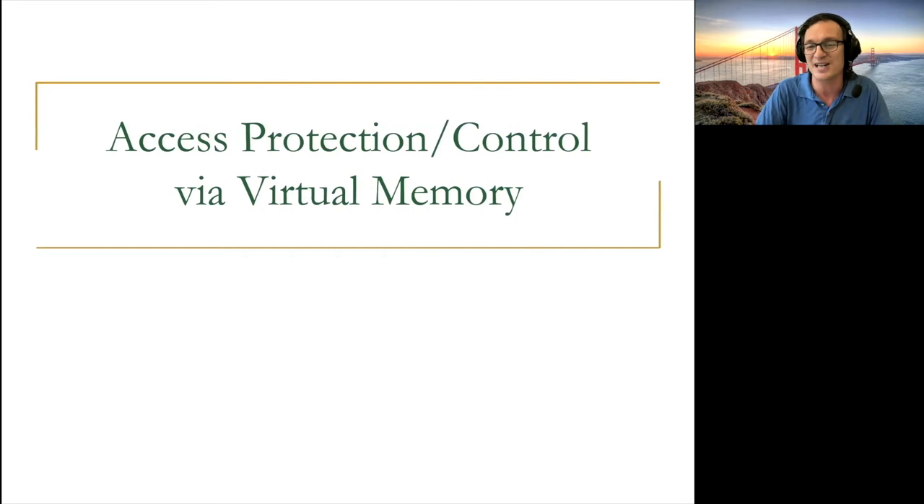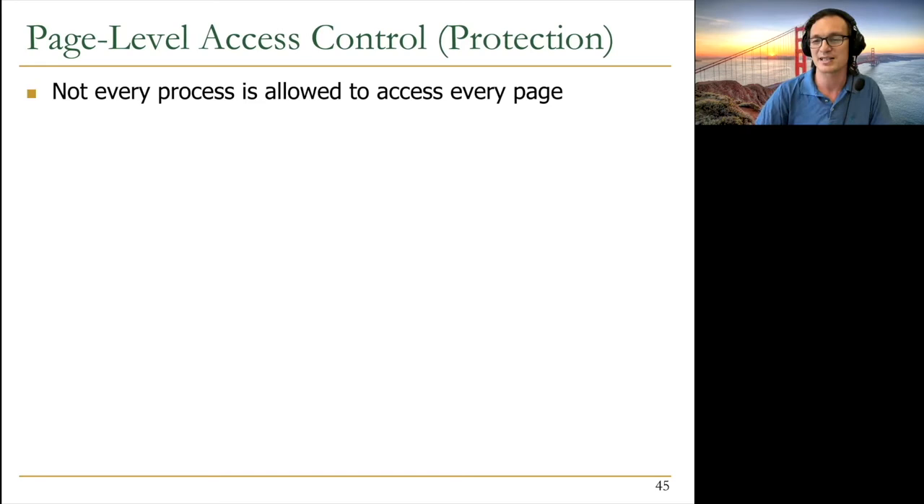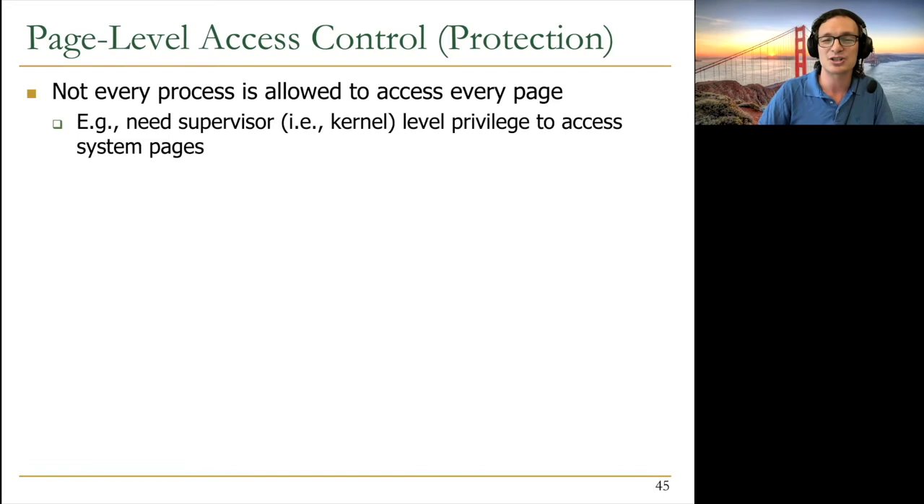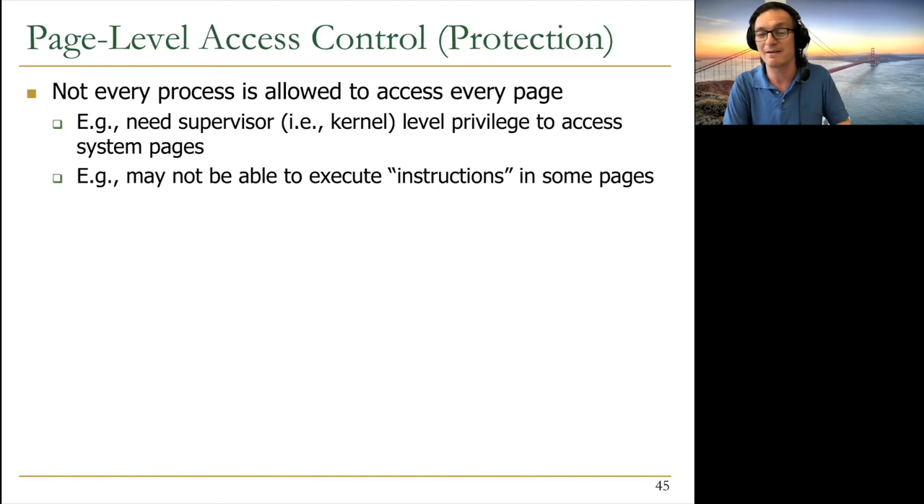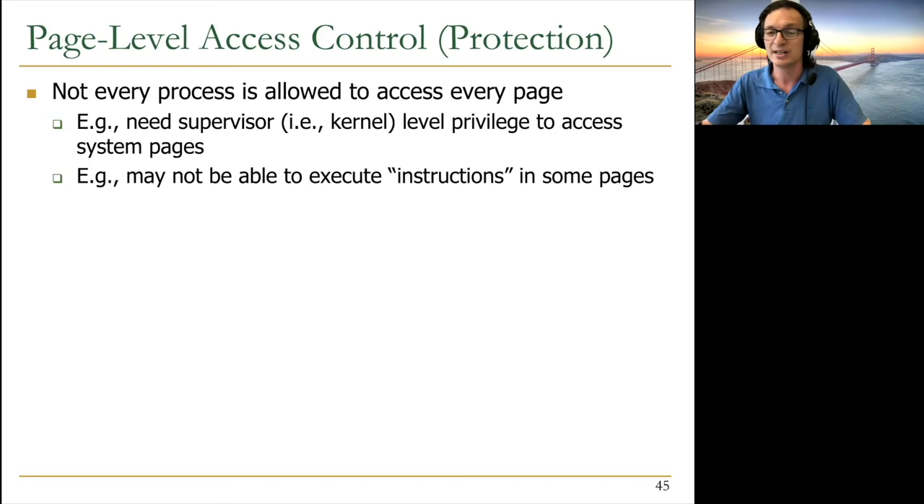Okay, so page level access control. So not every process is allowed to access every page, and that is supported by virtual memory. So you need supervisor, or modern name is kernel, level privilege to access system pages, for example. Right? You may not be able to execute instructions on some pages. People have actually more recently in the grand scheme of things, non-executable pages were introduced so that you cannot just write some data to some location and jump to it and then execute some malicious code, for example.